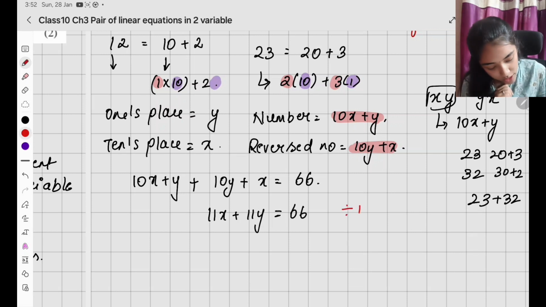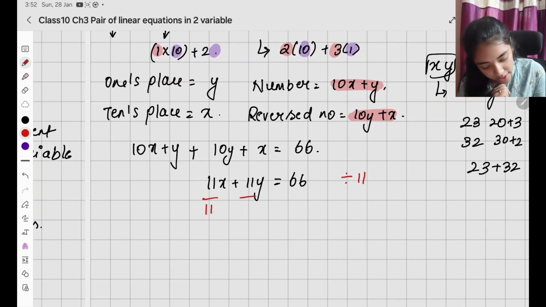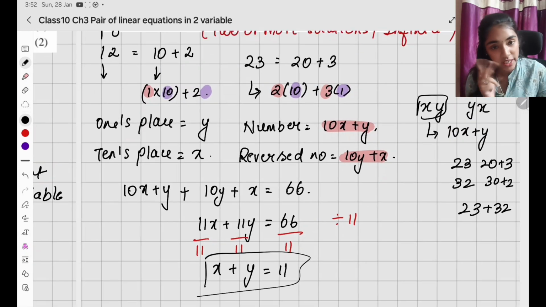I can divide the whole equation by 11. பண்ணலாமா? So I have 11, 11, 11. When I divide, I have x plus y equals 11. இது ஒரு equation. You need another equation.